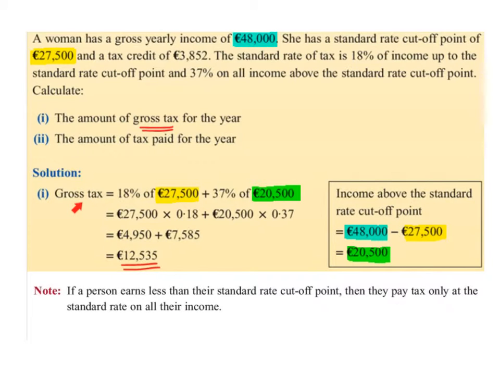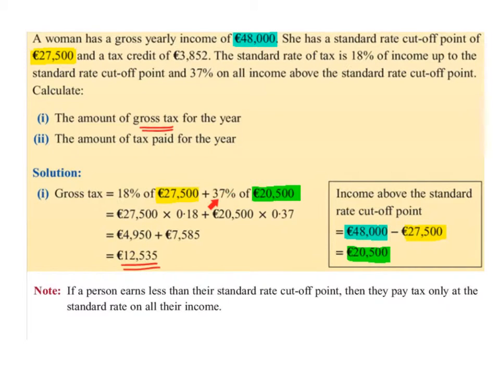Well, gross tax is going to be 18% of 27,500 because she pays 18% on the income up to the standard rate cutoff point, and the standard rate cutoff point is 27,500. So we get 18% of 27,500, which is the same thing as 27,500 multiplied by 0.18, and that works out to be €4,950. Then we get 37% of the remainder.